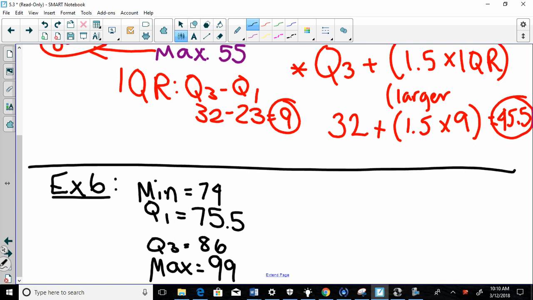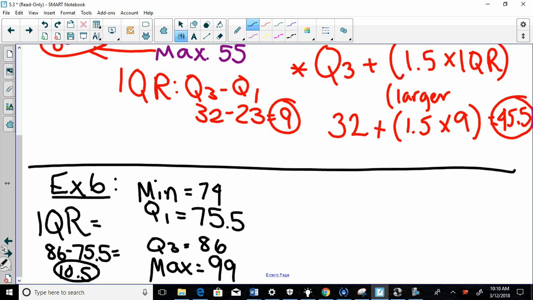So you already did this data. I'm taking your example from your purple sheet, and we're trying to see, are there any outliers? So first, I need to find my IQR. How do you find your IQR? Good. So 86 minus 75.5, which is Q3 minus Q1. And what do you end up getting? 10.5. So that's your IQR.